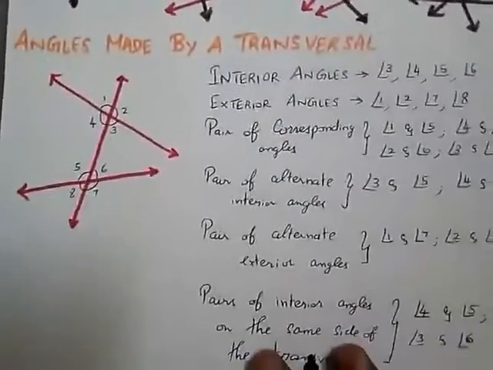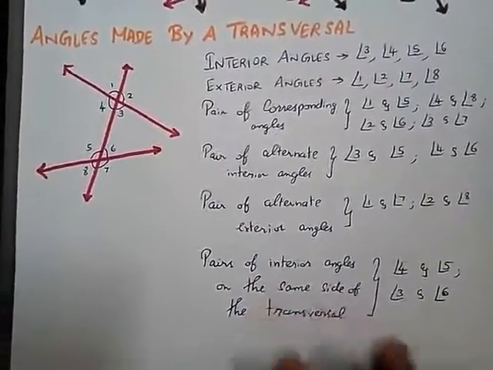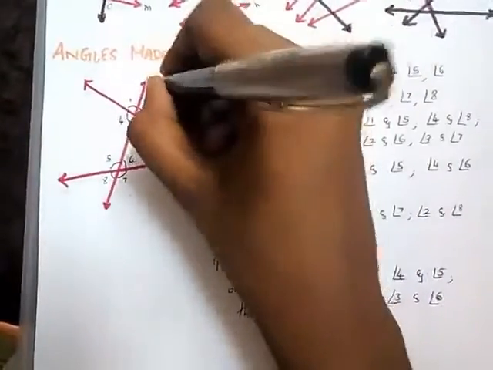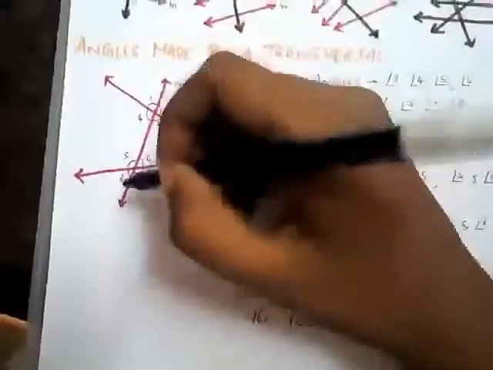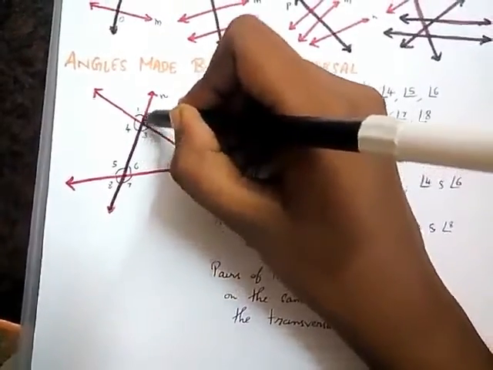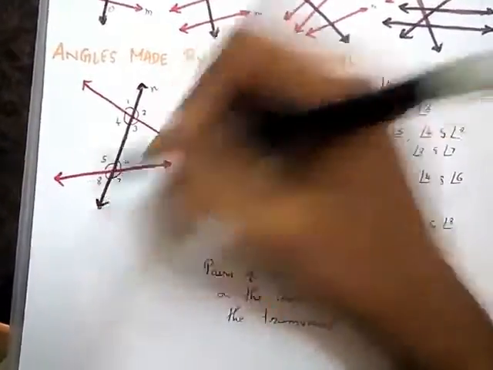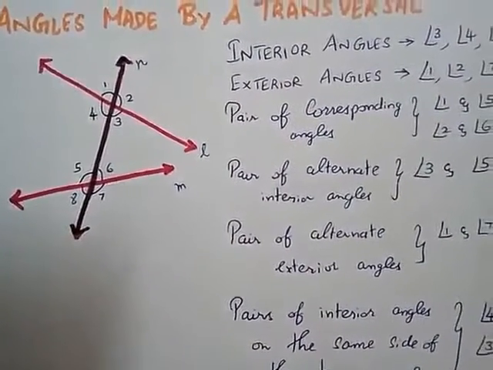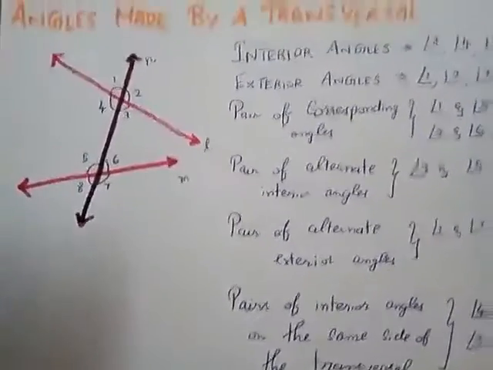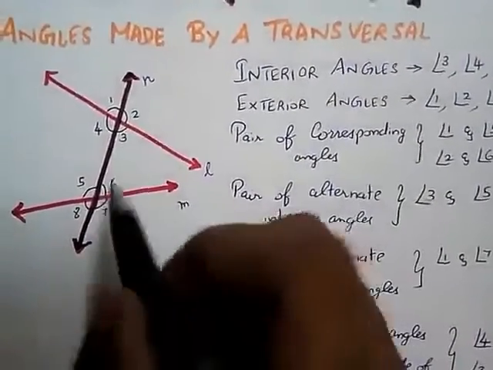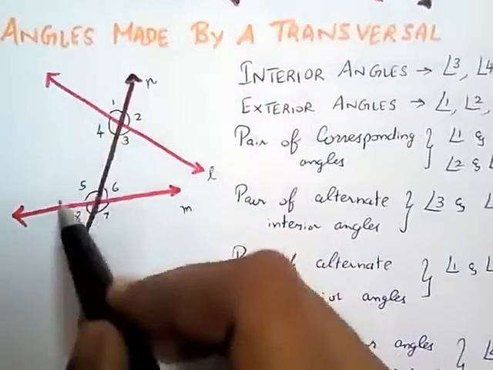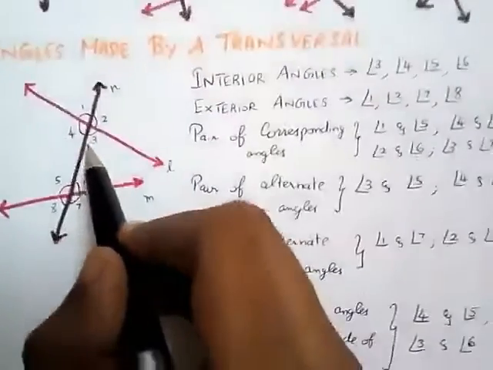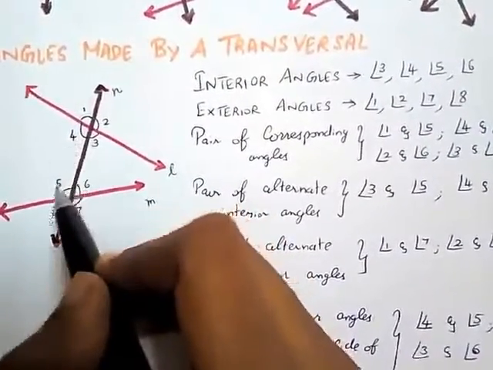Moving on, we are going to see angles made by a transversal. In this diagram, we have lines L, M and N. As you can already see, line N is a transversal, which makes the following angles 1, 2, 3, 4, 5, 6, 7 and 8. Here we are going to see terms like interior angles. Interior angles are those which are in between the two lines intersected by the transversal. So the interior angles include angle 3, angle 4, angle 5 and angle 6.